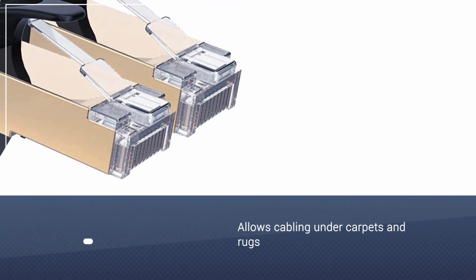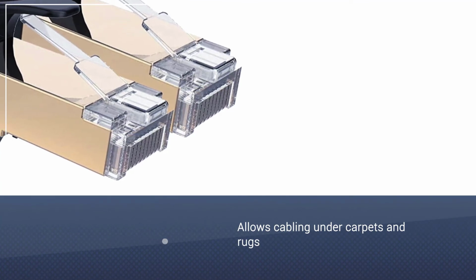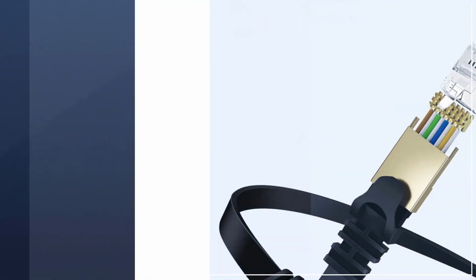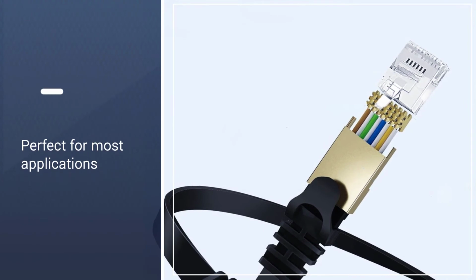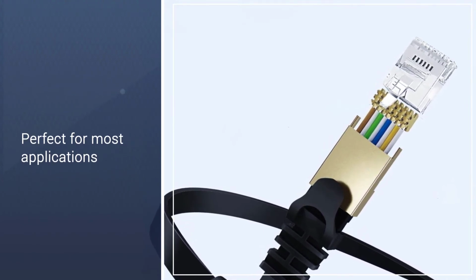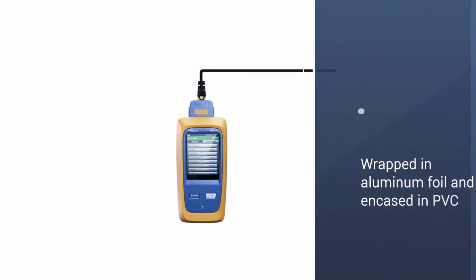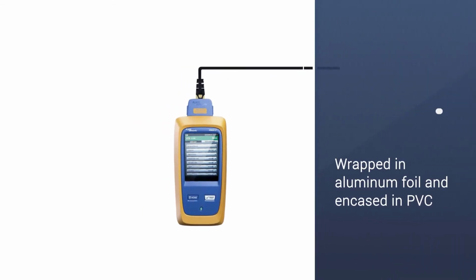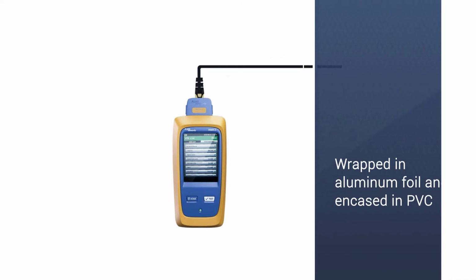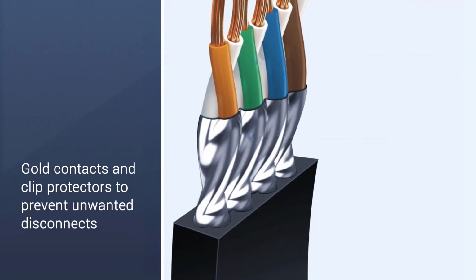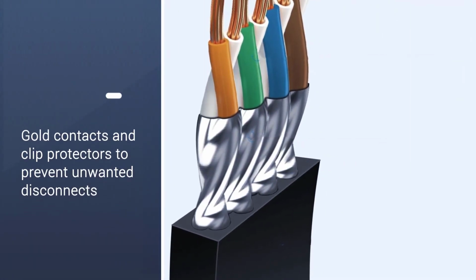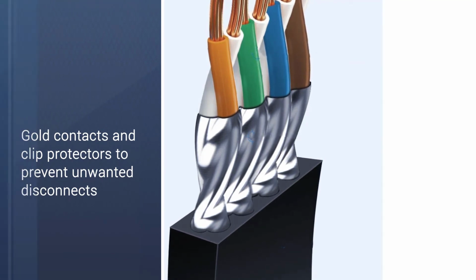Complementing its high performance is a flat design allowing users to install cabling under carpets and rugs or mount flat against baseboards. VANDESAIL's cable is perfect for most applications. It consists of 4 twisted pair sets wrapped in aluminum foil and encased in PVC material. The 2 shielded copper-plated connectors include gold contacts and clip protectors to prevent unwanted disconnects.